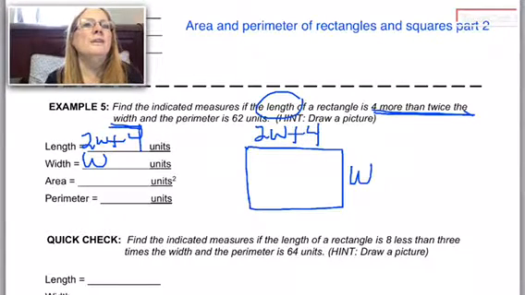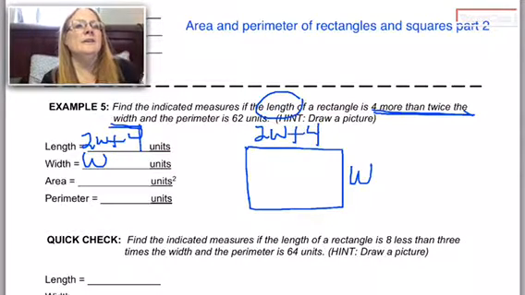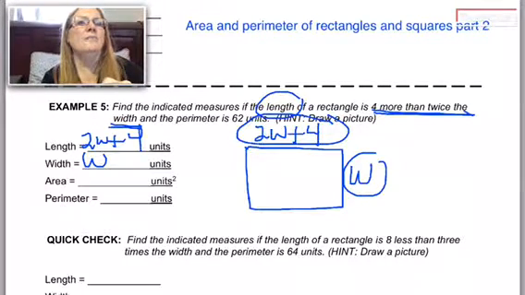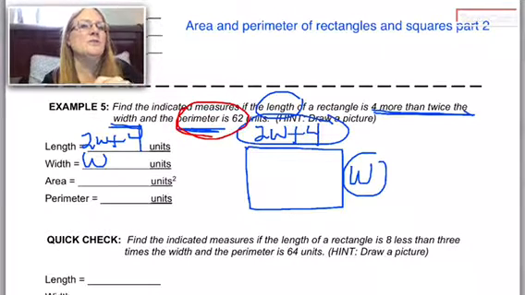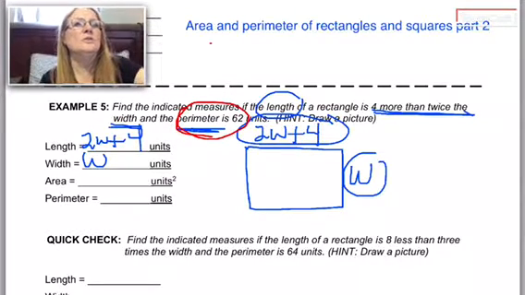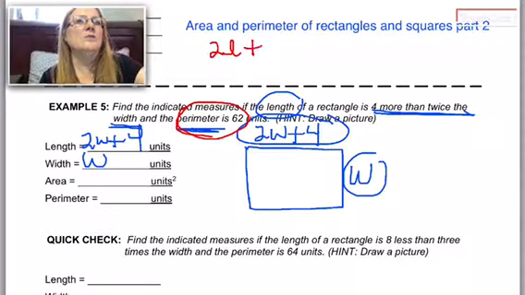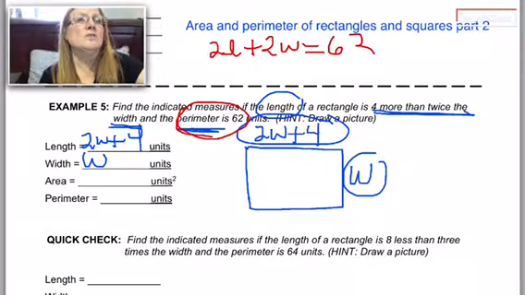Okay, now we're going to follow the formula for finding the area. The area is length times width. Okay, actually I'm not going to start there, because what they give us is the perimeter. So sorry about that. They give us that the perimeter is 62. So we want to start with the formula for perimeter, which is 2 times the length plus 2 times the width is equal to 62. Now I'm just going to substitute for length 2W plus 4, and for W just simply W.